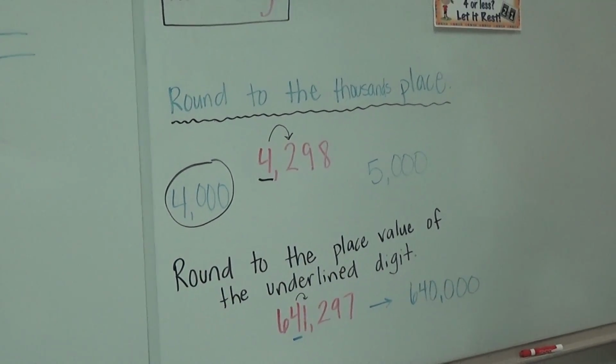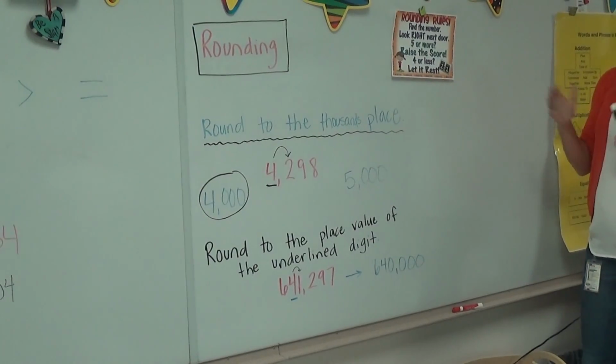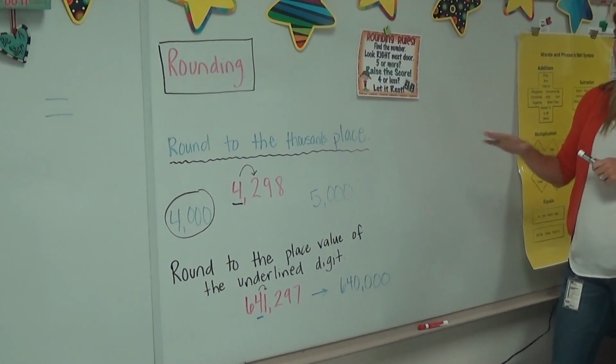A way you can help your student at home is you can just write a number down and ask them to round to the 10,000s place or the 100,000s or the tens place, and then they can do the rounding with you.